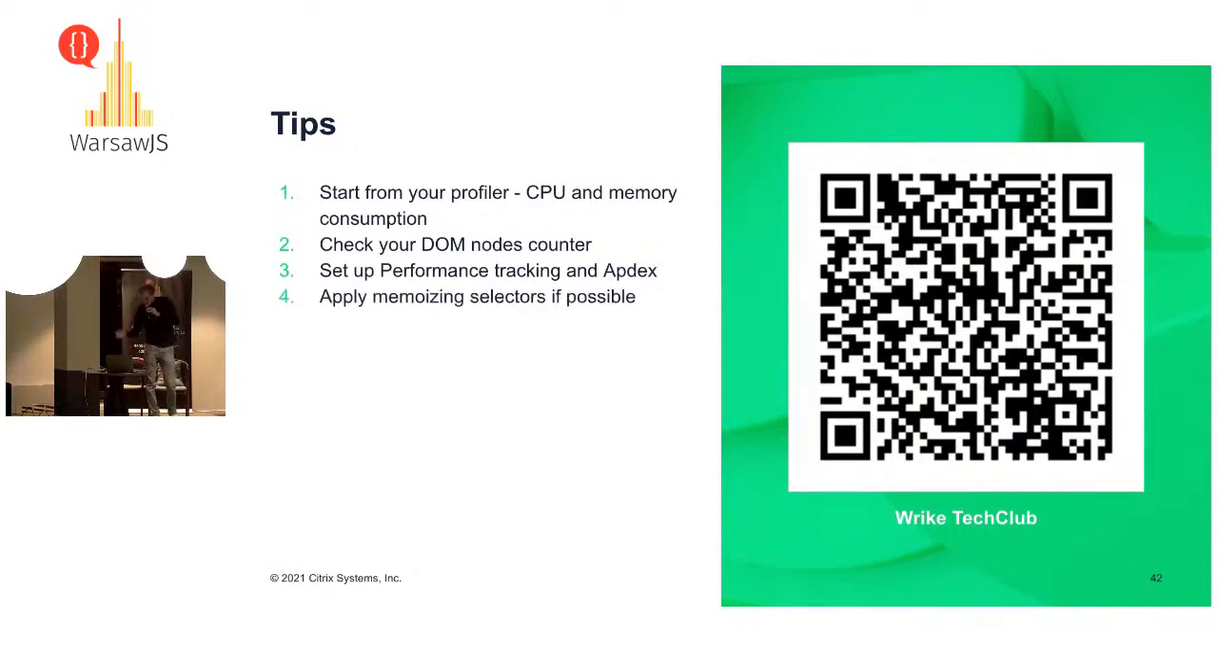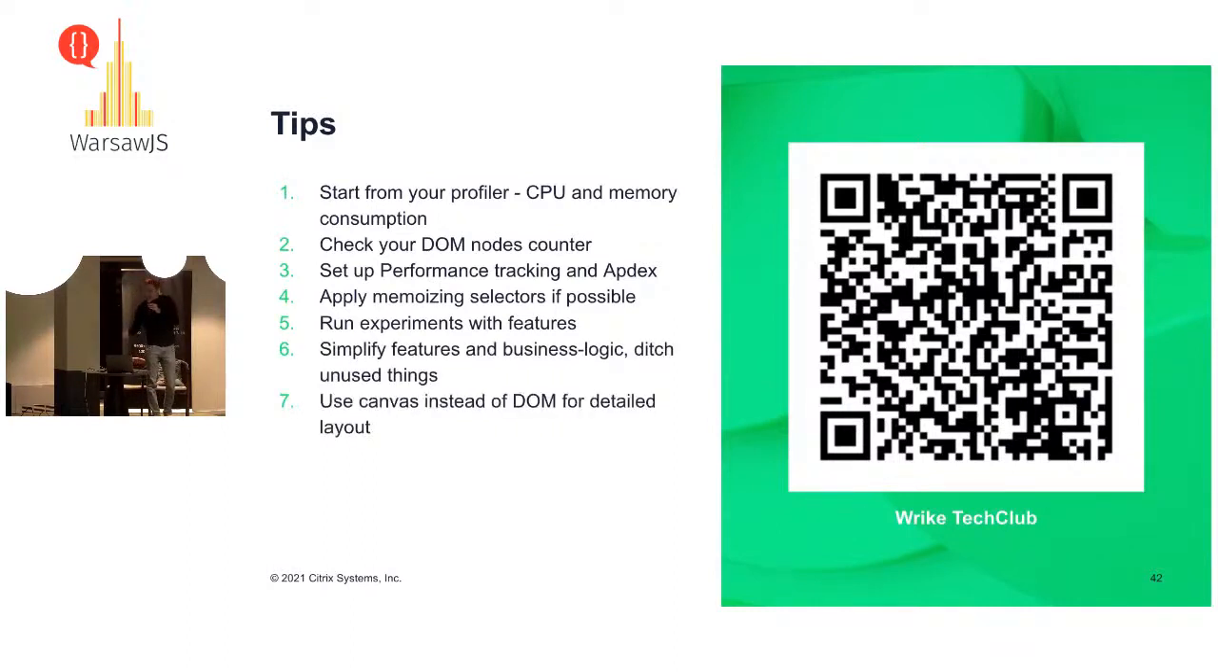And if I use Redux memoizing selectors, I won't be afraid to run any experiments with features, to get rid of them, to simplify features and business logic. For any detailed layouts, I will use Canvas instead of DOM, sure. And as a wish, I wouldn't build any universal tools anymore. It's impossible to cover everything in one single tool, but it's better to limit yourself to some particular cases and make sure they will work perfectly fine.